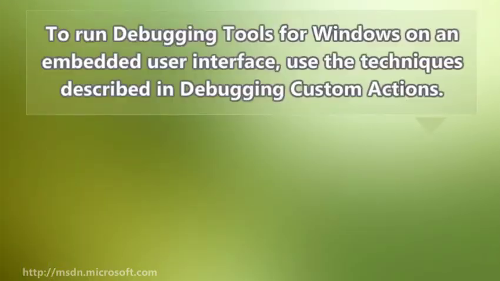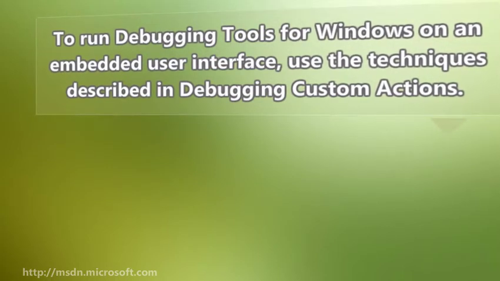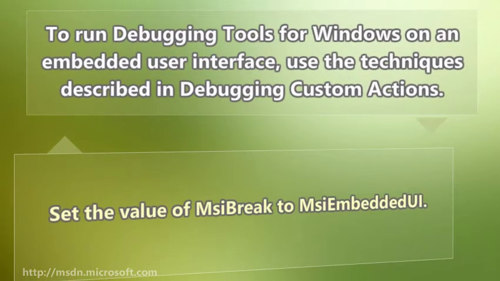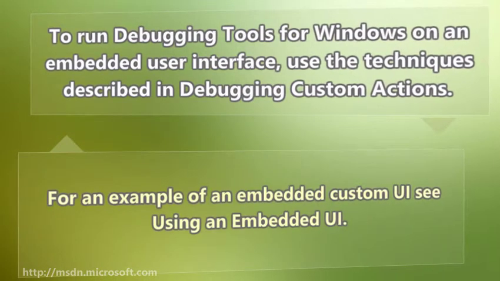To run debugging tools for Windows on an embedded user interface, use the techniques described in Debugging Custom Actions. Set the value of MsiBreak to MsiEmbeddedUI. For an example of an embedded custom UI, see Using an Embedded UI.